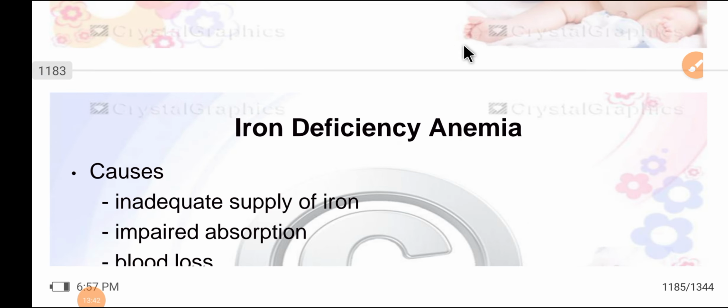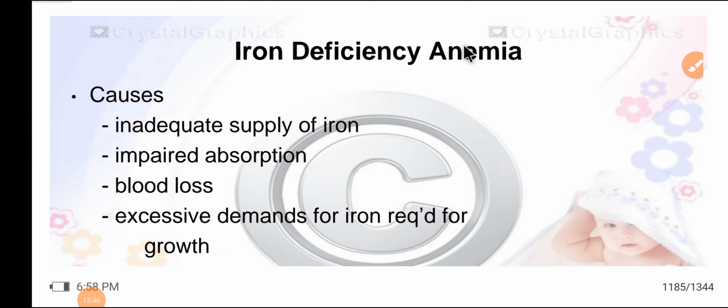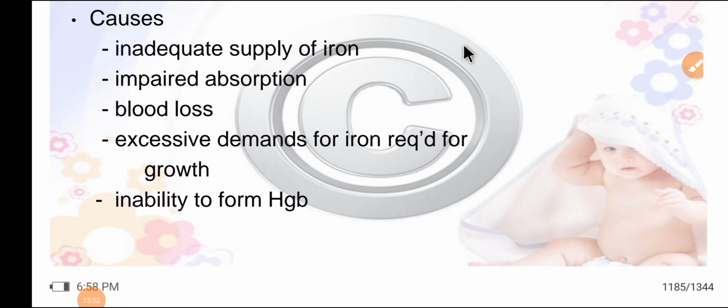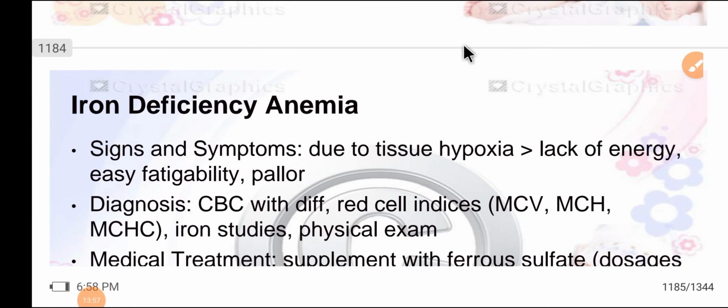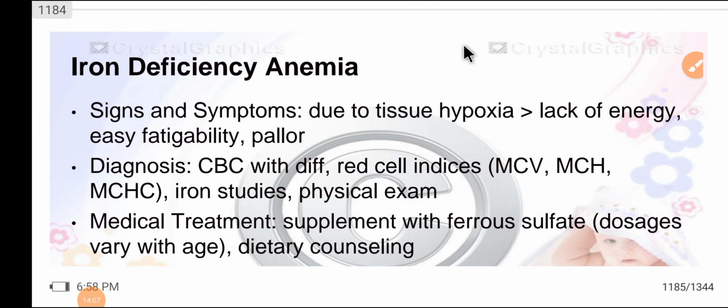Iron deficiency anemia causes: inadequate supply of iron, impaired absorption, blood loss, excessive demands for iron required for growth, inability to form hemoglobin. Iron deficiency anemia signs and symptoms, due to tissue hypoxia: lack of energy, easy fatigability, pallor.